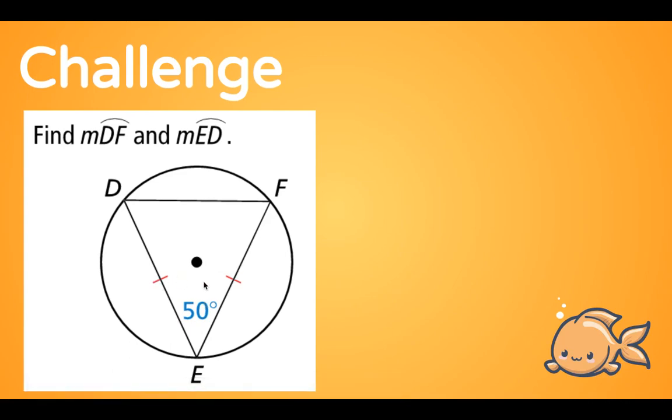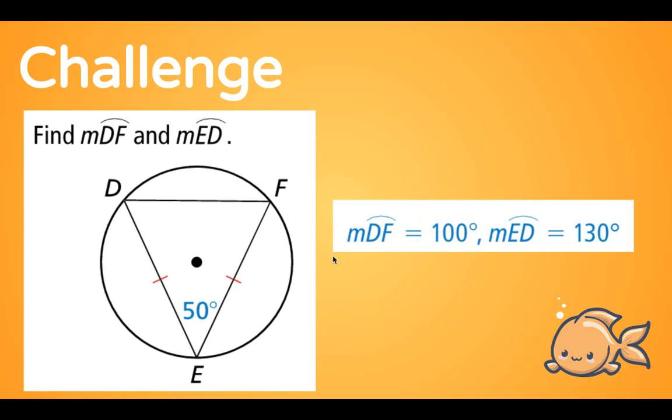So what type of triangle is this? Yes, it's an isosceles triangle. And what do we know about these base angles, angle D and angle F? In an isosceles triangle, base angles are always congruent, right? And the triangle sum theorem tells us that all three of these angles are going to add up to 180. So there's your answer.